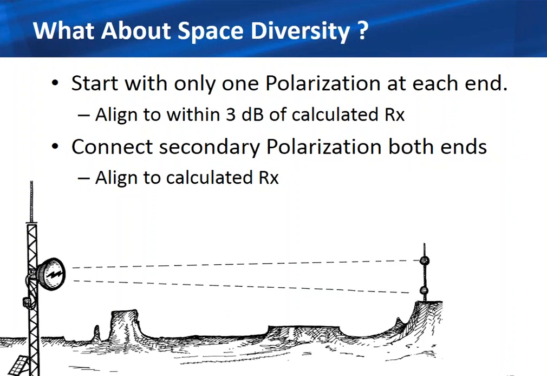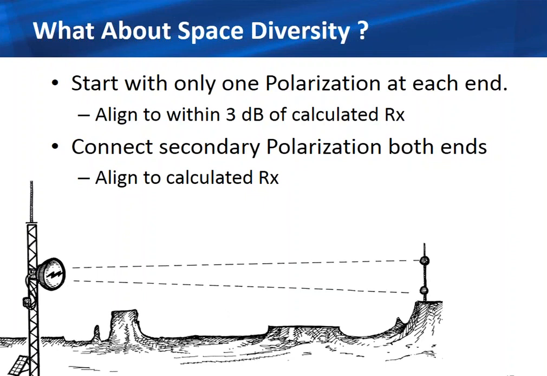And the answer is, you would start with one polarity at each end. So my installer on my left would connect the vertical polarity only to the antenna, and on the right side, location B, they would connect just one antenna, the antenna with the vertical polarity. And they would align those antennas with the X plus method, exactly as we talked about, and they would be able to get within 3 dB of the calculated number. And then once they did that, generally the people on the right-hand side of this picture, location B, would attach their horizontal antenna to the radio, and then they would align their end to get within the exact calculated number.